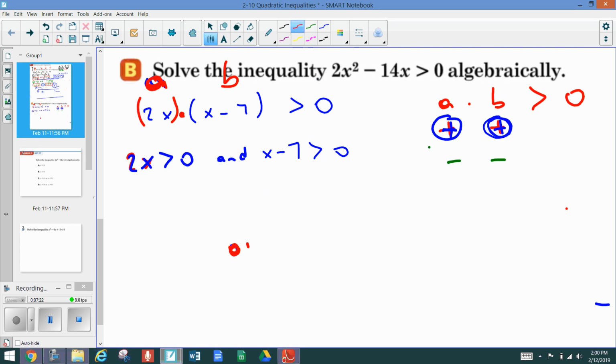Or what is the other case with the green? Negative and negative. How can you make this one negative? Stacy, how can you make this one negative? Thank you. And then we're gonna solve these with the blue color.